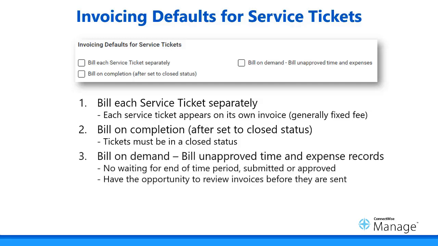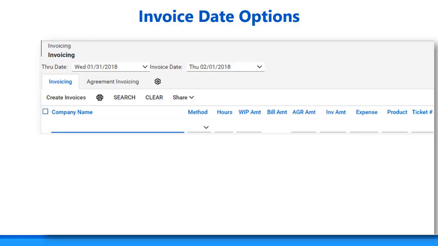The third choice is bill on demand. This allows us to bill unapproved time and expense records instead of waiting for the timesheets to be submitted and approved. Bill on demand moves all of the available records to the invoicing screen. Even with this option, you still have a chance to review and vet records before you create or send out the invoice.